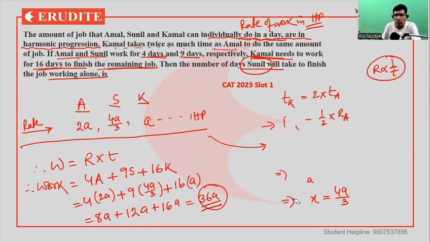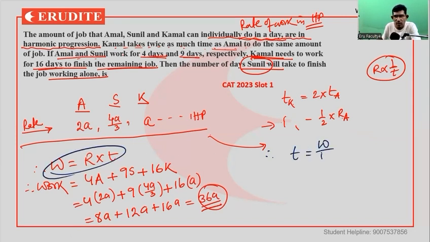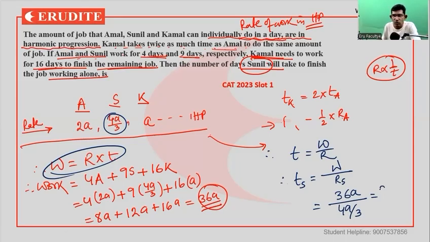So if I just remove my previous working, now it becomes very simple. Work is equal to rate into time, so time is work upon rate. Time taken by Sunil will be total work upon rate of Sunil. Total work is 36a and the rate of Sunil is 4a upon 3. If I divide it, I get the time taken by Sunil, which is simply 27 days. So my answer is 27.